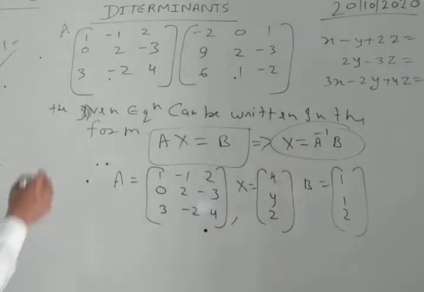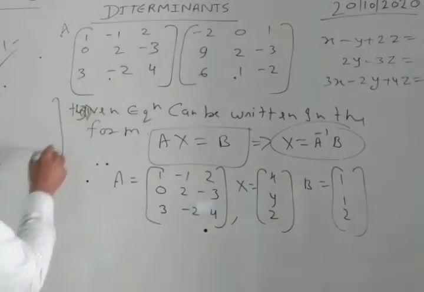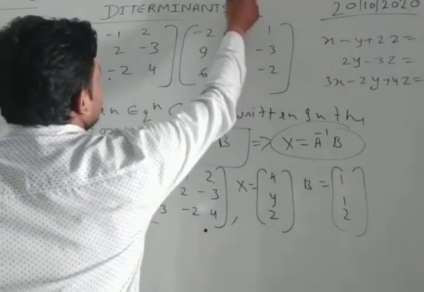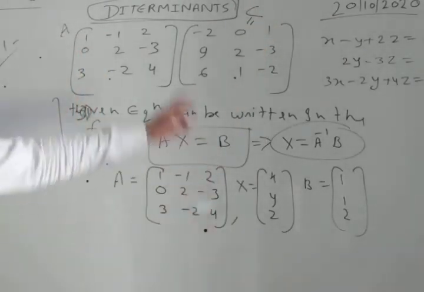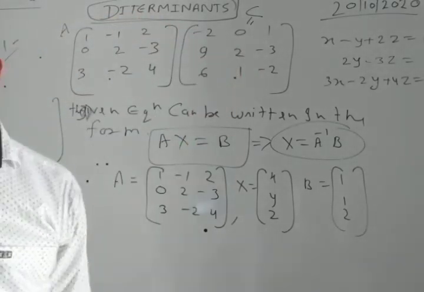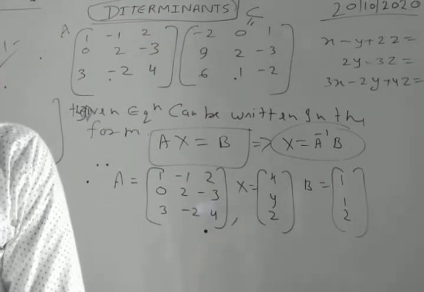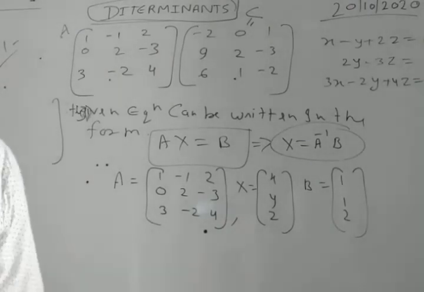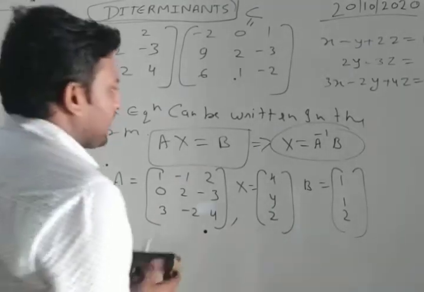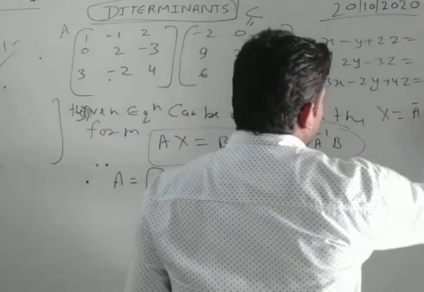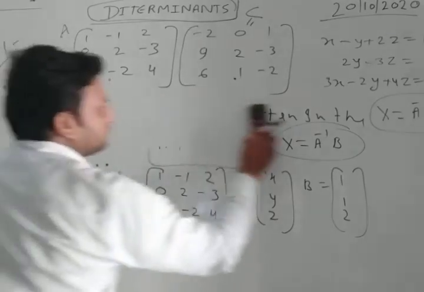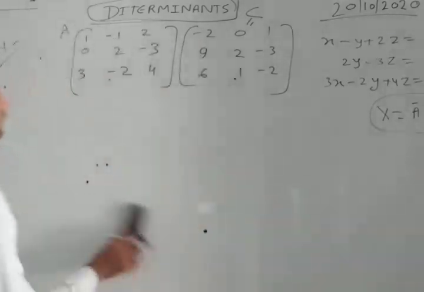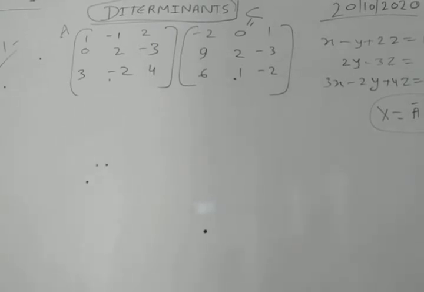Now first we have to find the product A and C, so we first find the product of these two and see what we get. Then we write X is equal to A inverse B. Now we are going to write the product of this and this. So let's start.